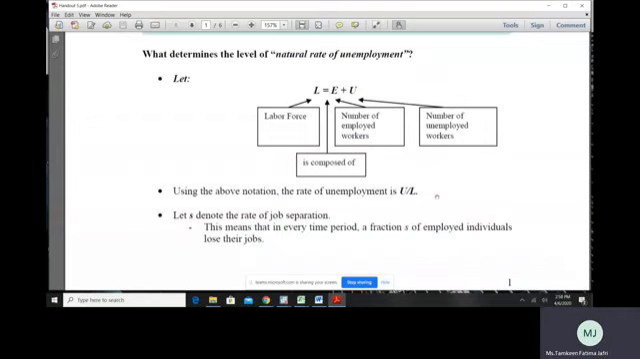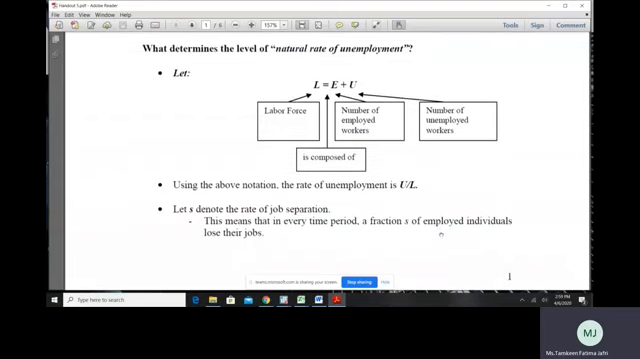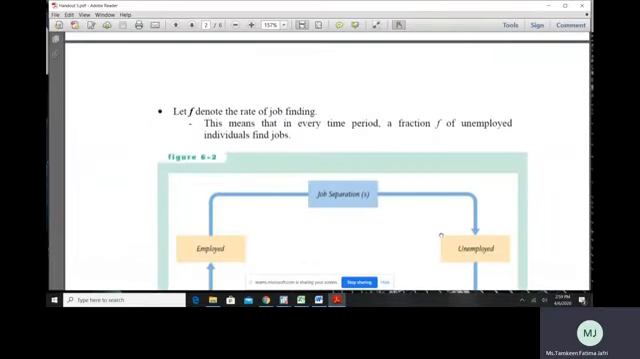A few more notations that you need to be familiar with: S denotes the job separation rate. Again, this is the rate at which people are being separated from their jobs. So in every time period, a fraction S of employed individuals lose their jobs. Similarly, F represents the job finding rate. This means that in every time period, a fraction F of unemployed individuals find jobs.